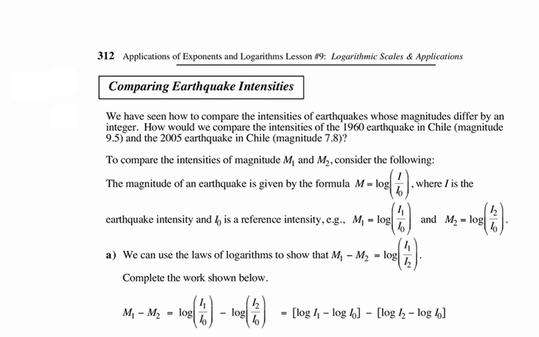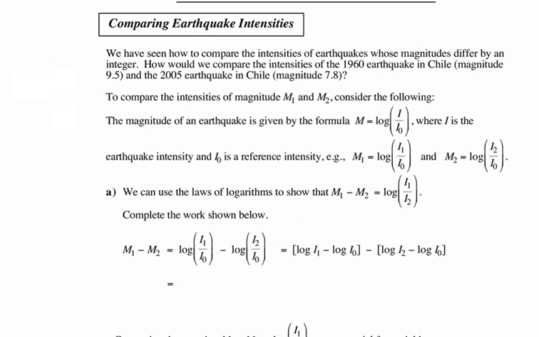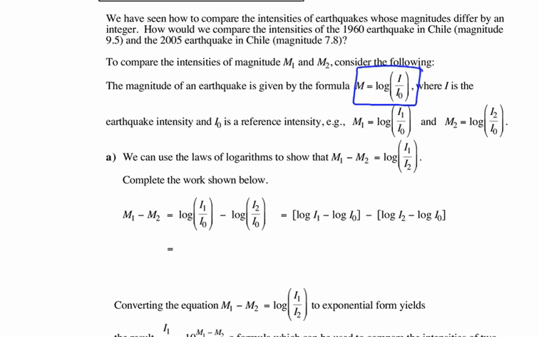So everything is built around this formula. We've seen how to compare the intensities of earthquakes. If we let M1 be the first magnitude and M2 be the second magnitude, the magnitude of an earthquake is given by this formula. That's how it's calculated. We're taking its intensity compared to the reference intensity of nothing happening, the zero intensity. So if we took earthquake 1 and compared it to earthquake 2, and I want to see how much more intense one is than the other, we're going to subtract our magnitudes to see the difference in magnitude.